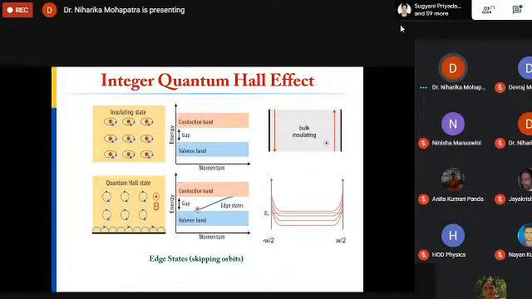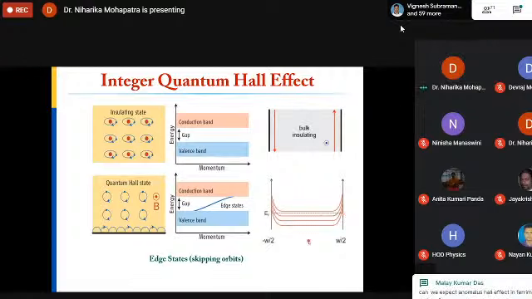Because of this edge current, you will have a connection between the conduction band and the valence band. This is called the edge state. The edge state develops because of this, and from this diagram also you can see the edge states. So at the Fermi level there are edge states, not in the bulk.